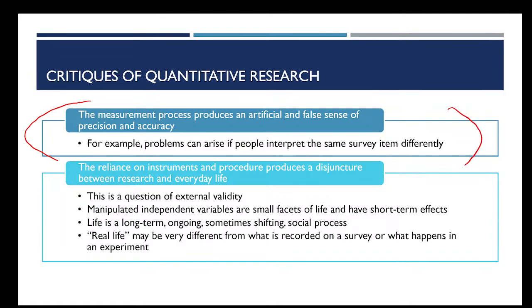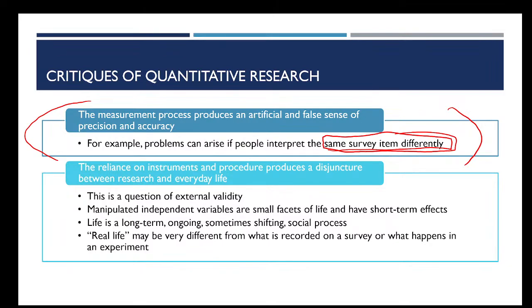One of the other critiques is that even the measurement process that we use in quantification can create an artificial and false sense of precision and accuracy. You never quite know how one individual is going to interpret particular survey items, right? People have different backgrounds, people have different reading abilities. So you might think you have a great survey, but that can be a false sense of precision and accuracy because you don't know what processes went into someone interpreting your question.